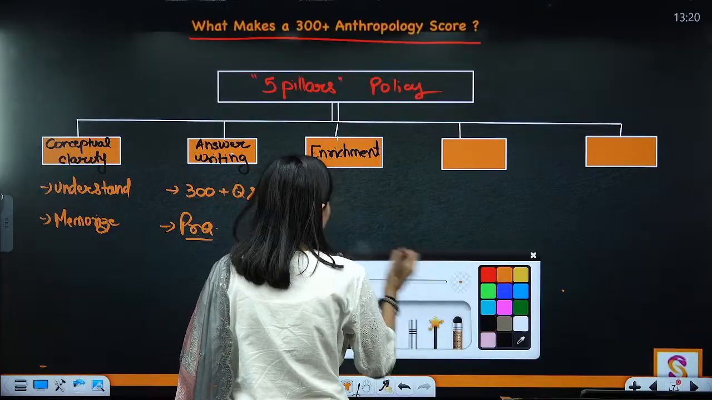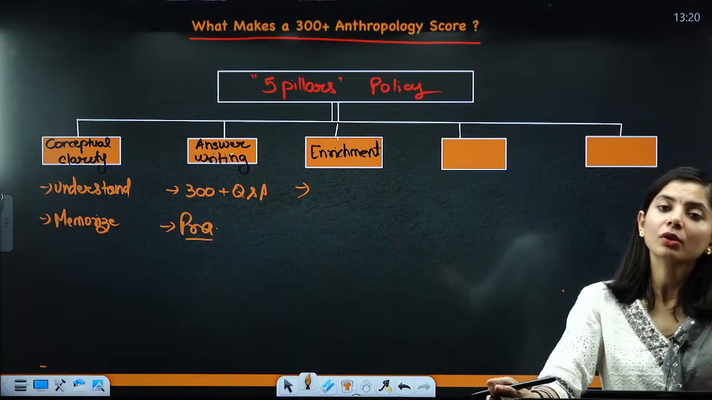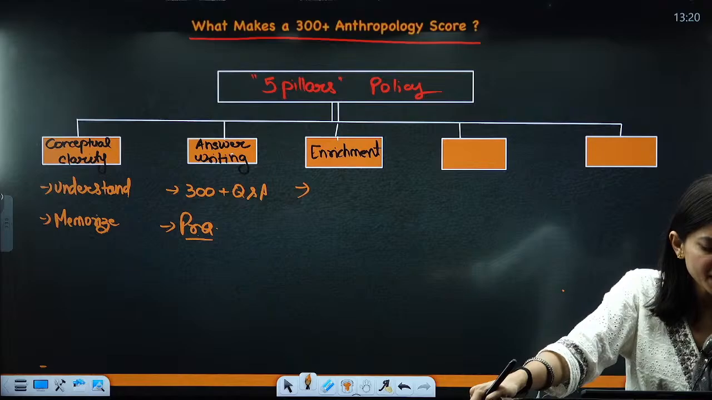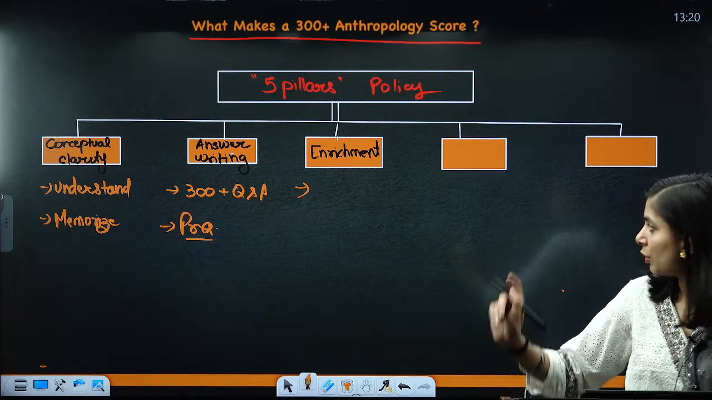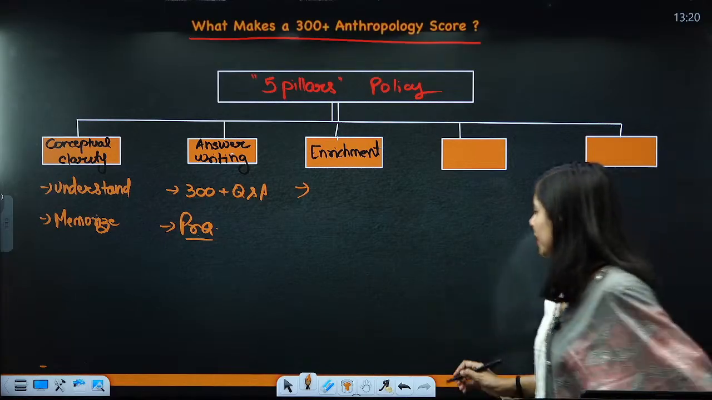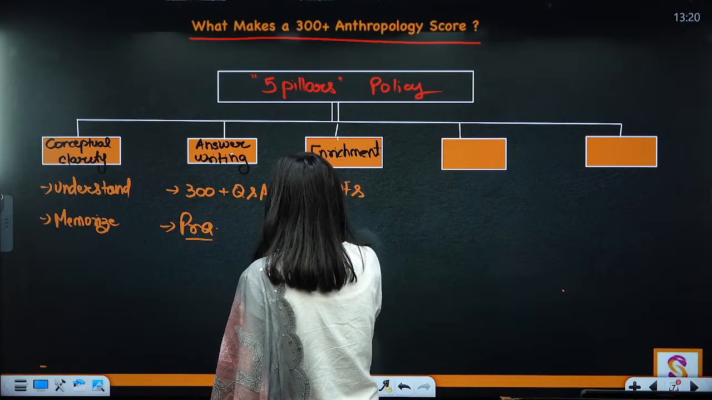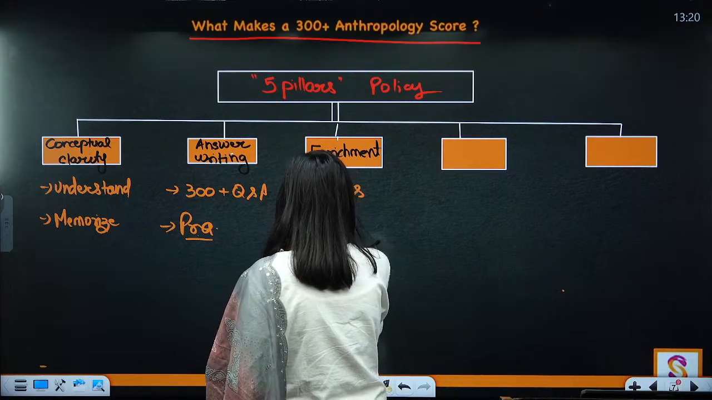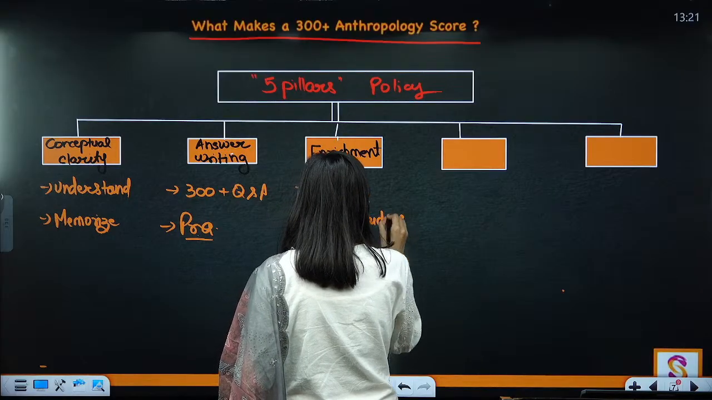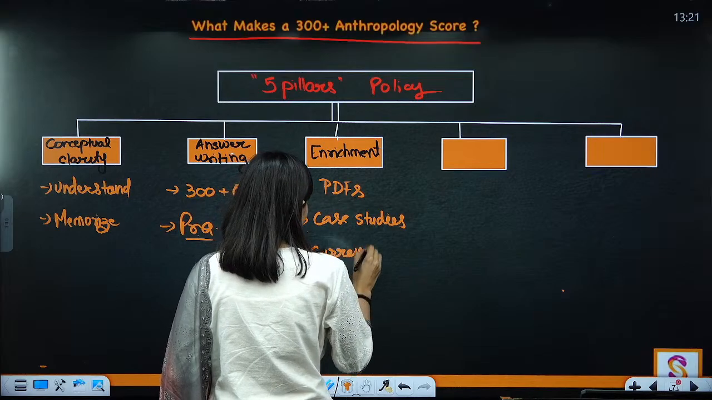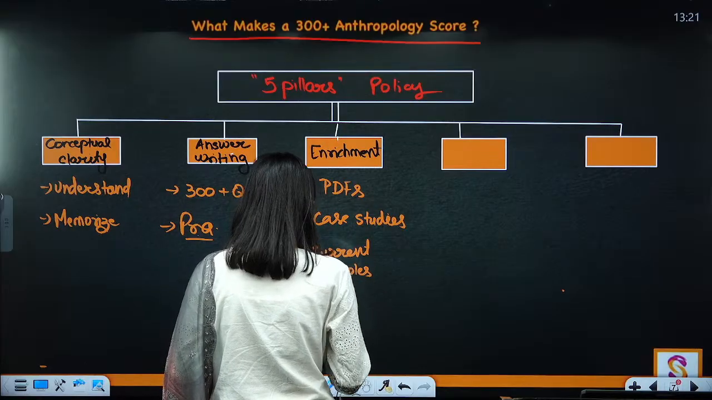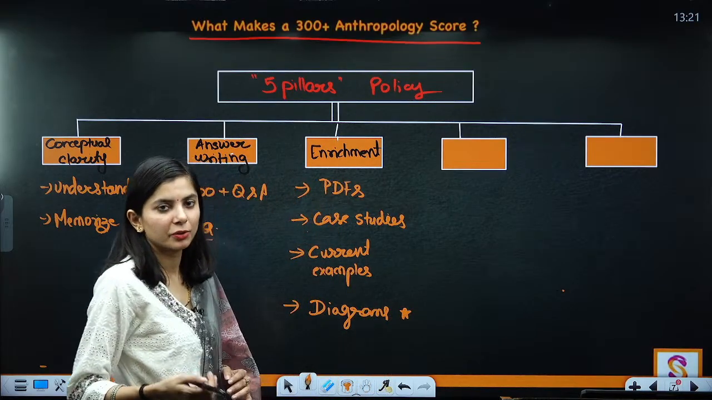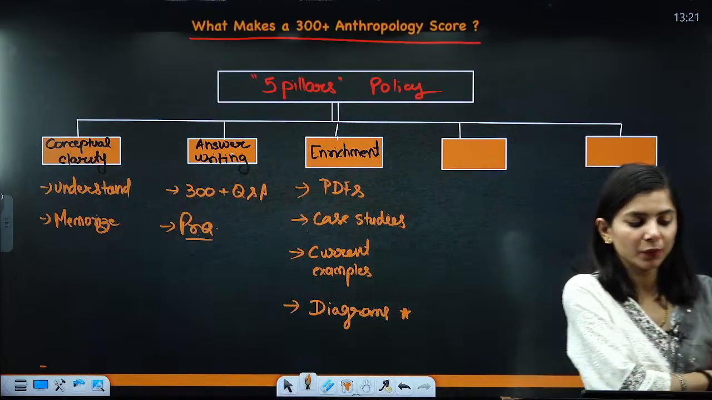Now, when I'm talking about enrichment, again I'm saying, note enrichment in your copies, not enrichment in your mind, enrichment in your answers. Sometimes it happens that there are so many things in my mind, but I'm not able to write. So with the third pillar, the enrichment pillar, we are basically relying upon the PDFs. With the help of the PDF, we are going to enrich our content, which will include the case studies, the current examples, and the diagrams. All those students who were connected with me know diagrams and the way we need to add diagrams in the answers.